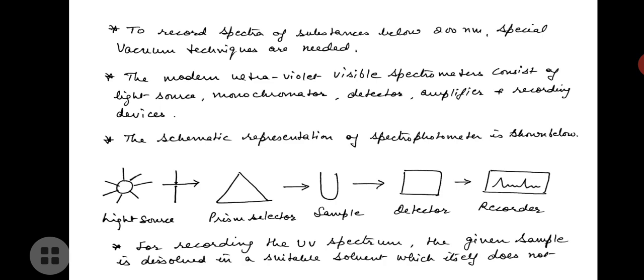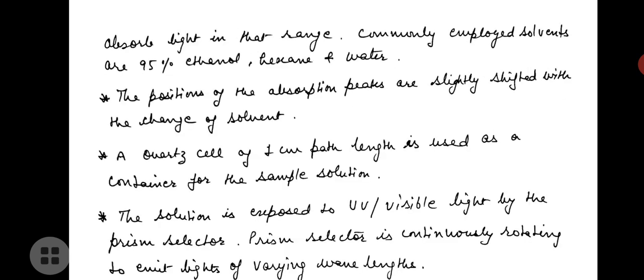For recording the UV spectrum, the given sample is dissolved in a suitable solvent which itself does not absorb light in that range. Commonly employed solvents are 95% ethanol, hexane, and water. The position of the absorption peaks are slightly shifted with the change of solvent. A quartz cell of 1 cm path length is used as a container for the sample solution.